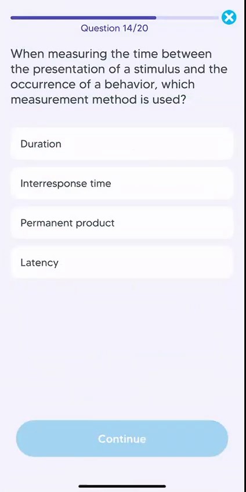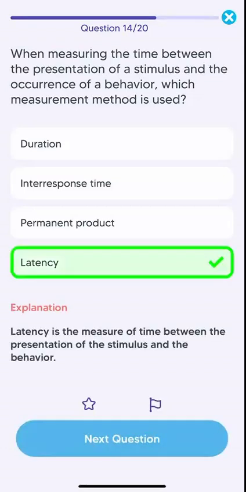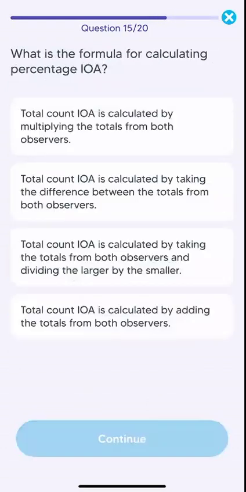I think this is latency now. When measuring the time between the presentation of a stimulus and the occurrence of a behavior, which measurement is used? Latency or inter-response time? I feel it's inter-response time. Inter-response time is the time between two responses, but the time between the stimulus and the response is latency.